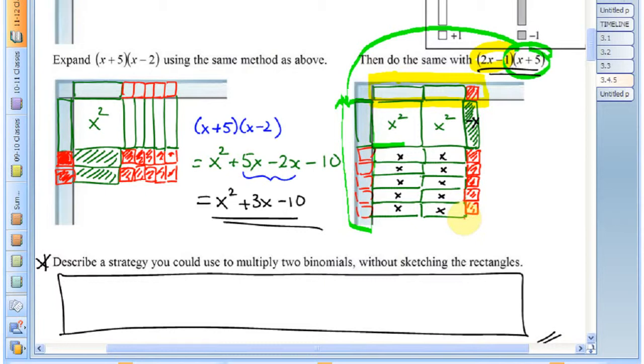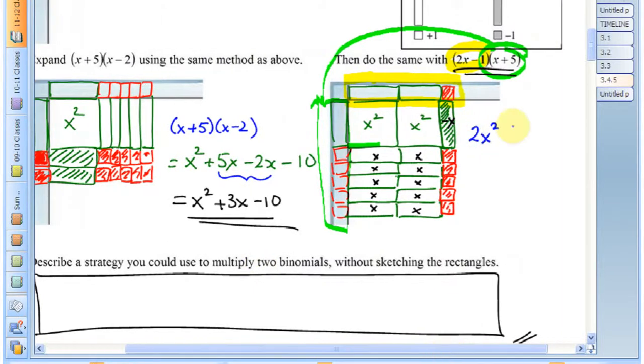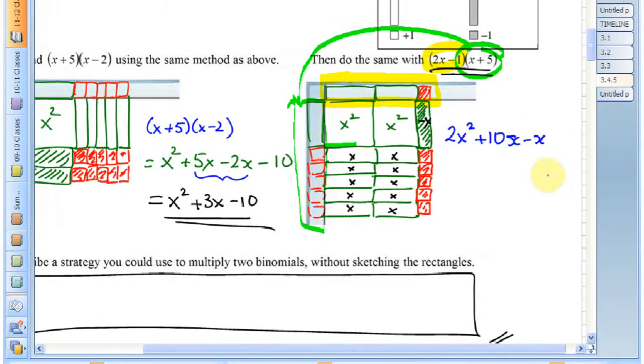How many x squareds do you see? Good. How many positive x's do you see? Good. How many negative x's do you see? One. Just the x's, sorry. One, yeah. And then how many of the negative ones do you see? Yes, there are 5 of those. Okay? And if I were to simplify this, this becomes 2x squared plus 9x minus 5. Okay? That's what I wanted you to show me last day.